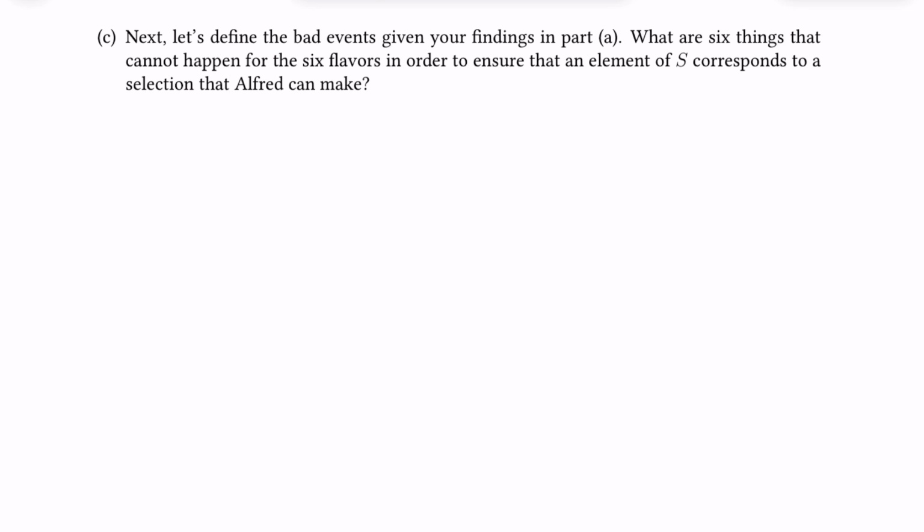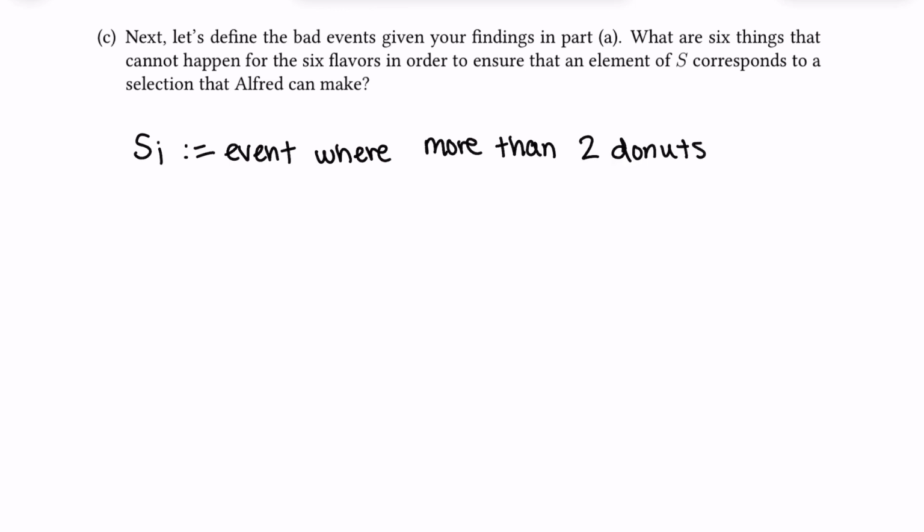Well, in the first part, we saw that there's an issue when we choose more than 2 donuts of the same flavor. So let's make an event. We'll call it Si. Si is going to be the event where more than 2 donuts were selected from the same flavor, and we're going to call that flavor i. And since there are 6 flavors, we know that there are 6 events. There's S1, S2, S3, all the way to S6.